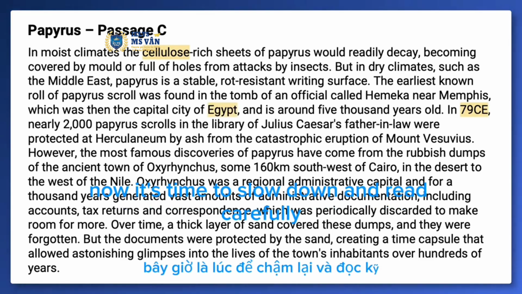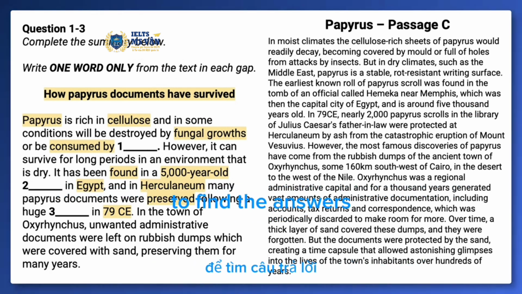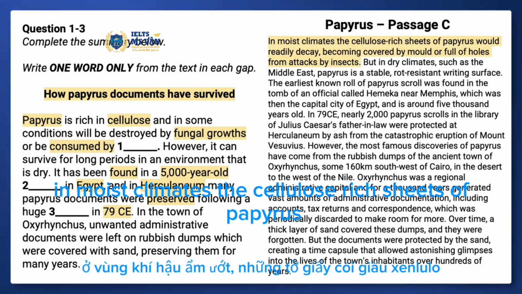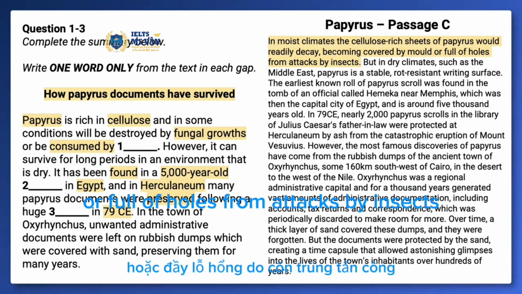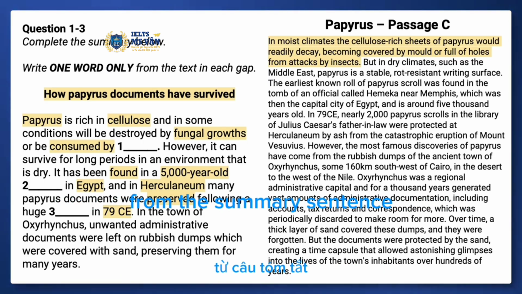Now, it's time to slow down and read carefully. We're going to do that by going sentence by sentence to find the answers. Here's the first sentence from the text. In moist climates, the cellulose-rich sheets of papyrus would readily decay, becoming covered by mold or full of holes from attacks by insects. Does this sentence contain similar keywords from the summary sentence?